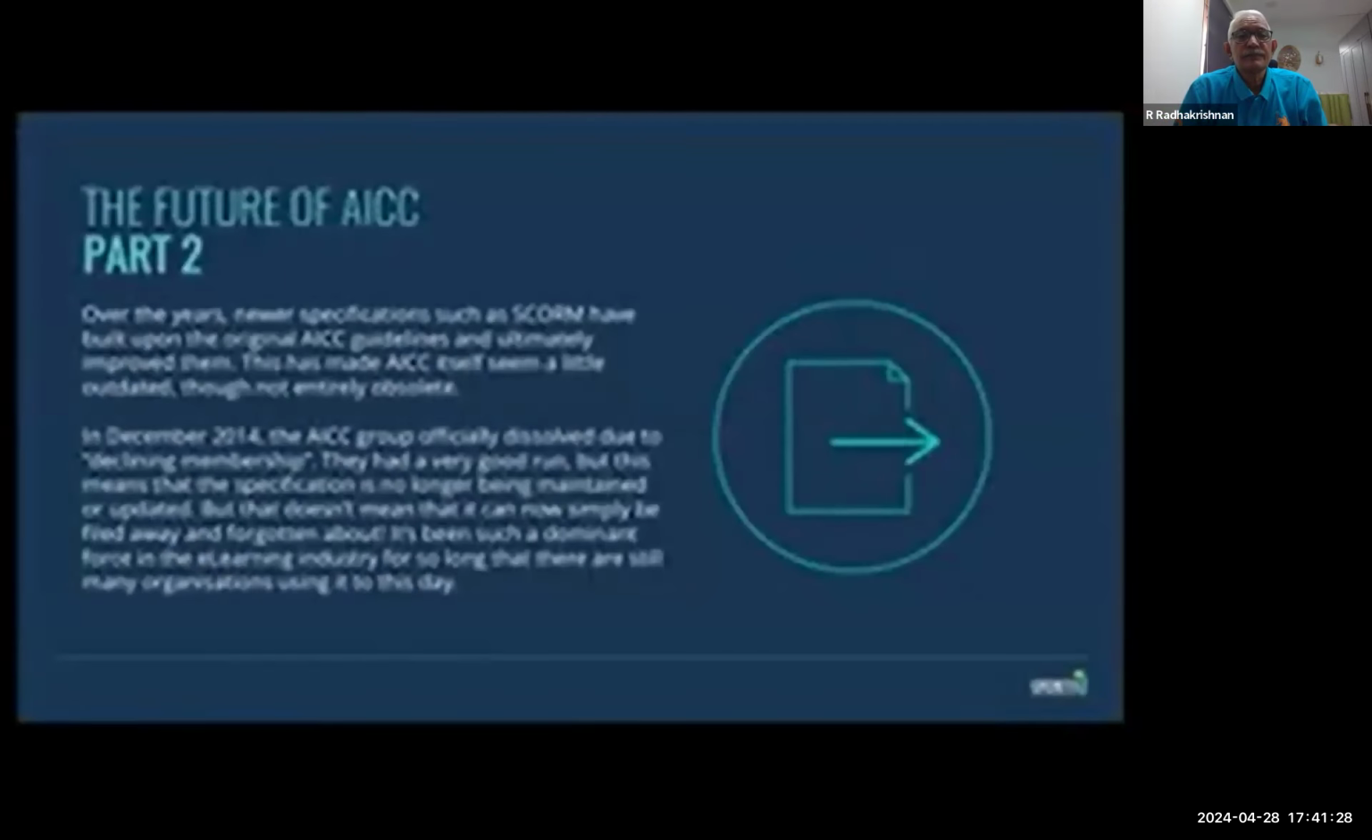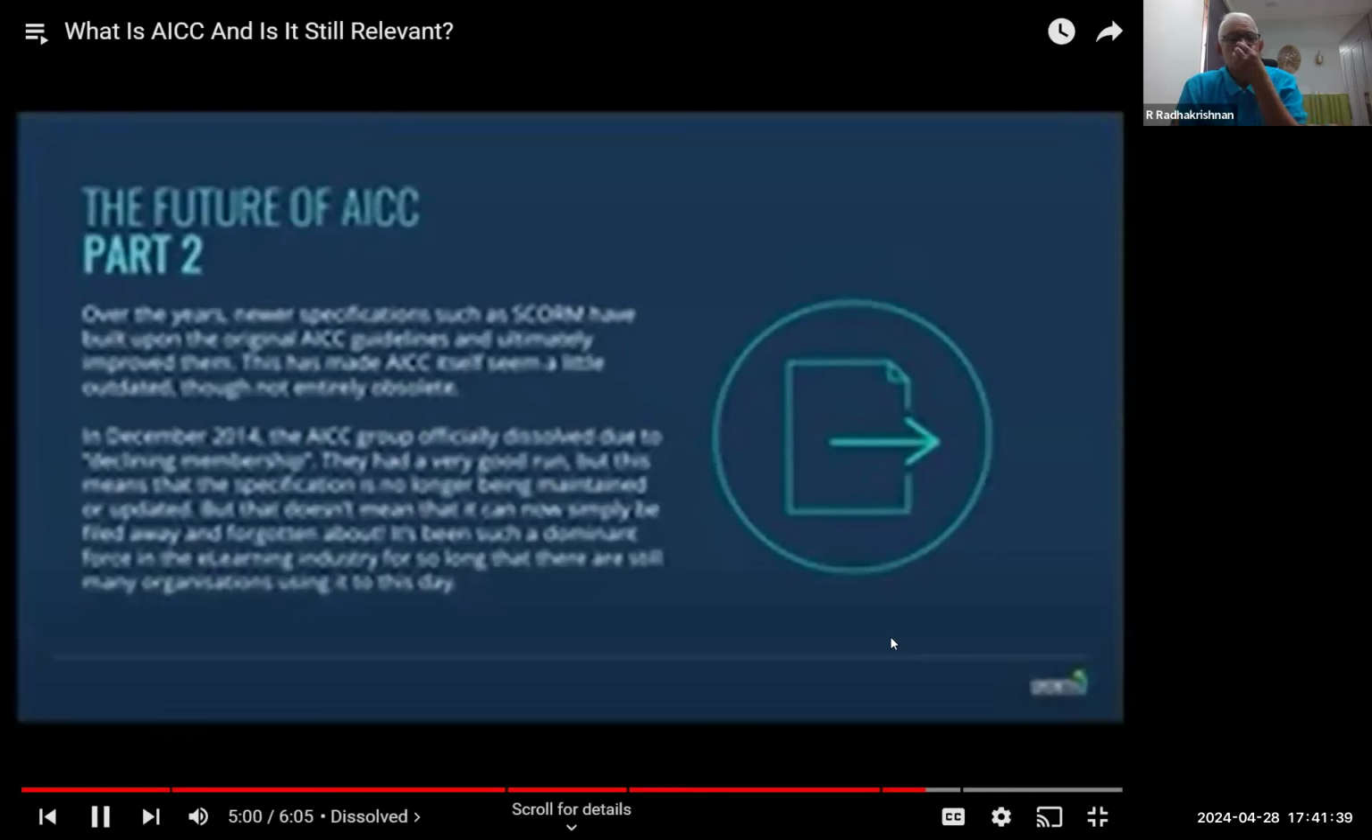So if you are looking for a learning technologies solution and you're outside of the aviation industry, I would suggest that it's SCORM and xAPI that you should be looking at rather than AICC. In December 2014, the AICC group was officially dissolved, which means that the standards, although they are still there and they are still relevant, are not being updated and they're not being invested in. So this is another reason why maybe the shift of focus should be towards SCORM. And again, I've done a video on SCORM and xAPI.